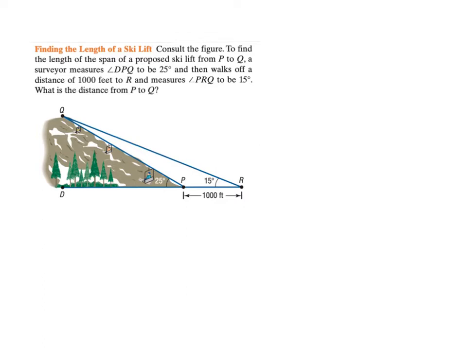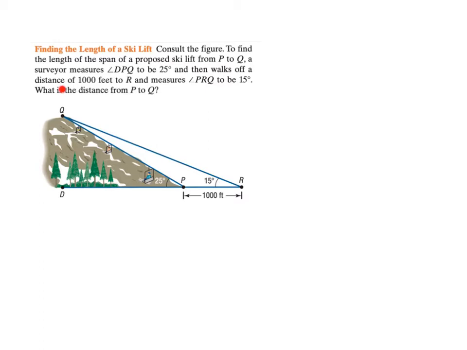So here's our first one: finding the length of a ski lift. Consult the figure down below to find the length of the span of a proposed ski lift from P to Q. So here's P, here's Q. A surveyor measures the angle DPQ to be 25 degrees. So that's right here. That's not inside the triangle.